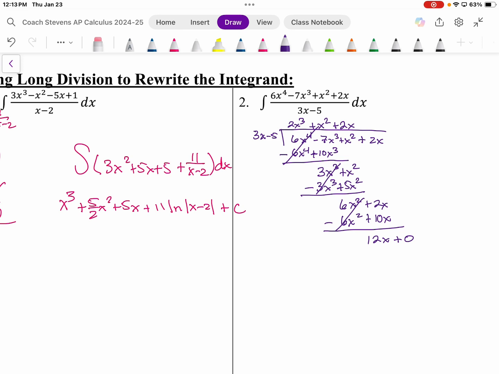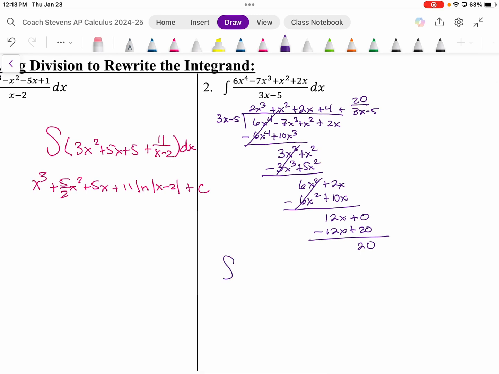So now, what do I multiply a 3x by to make it a 12x? Positive 4. So 12x minus 20. Swap the signs to make them negative, positive there. And I get 20 as my remainder. So it's plus 20 over 3x minus 5. Now I have my workable function to take the antiderivative of.